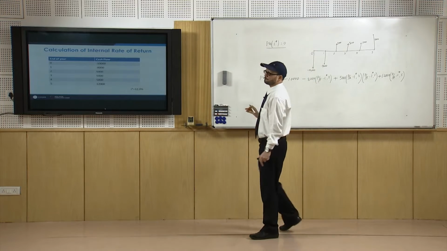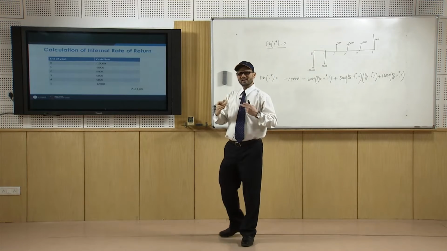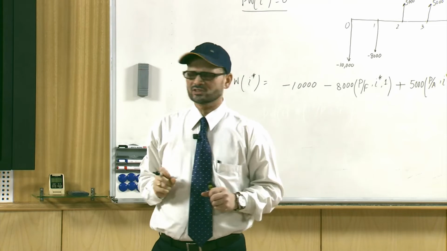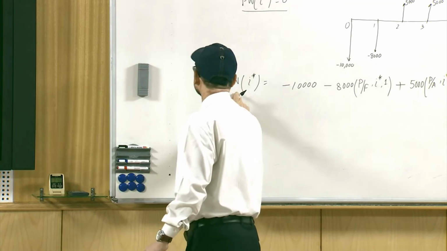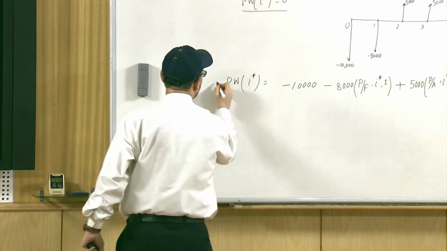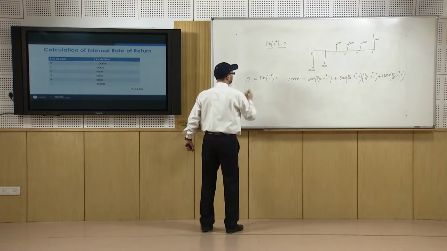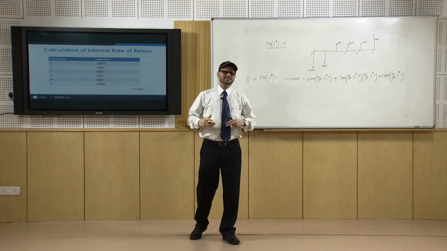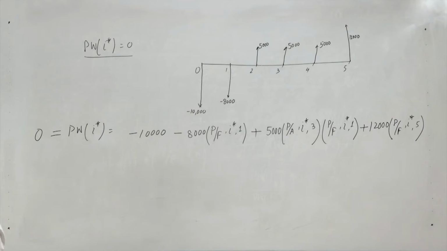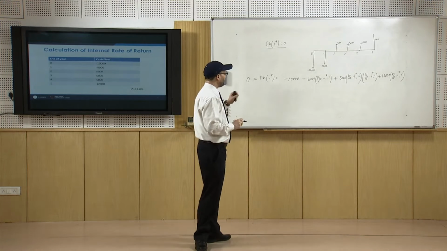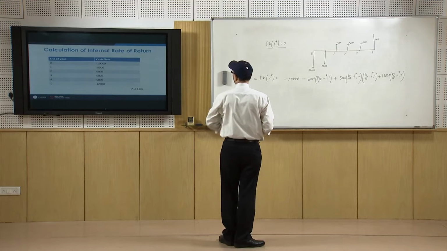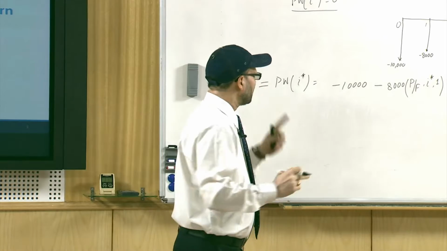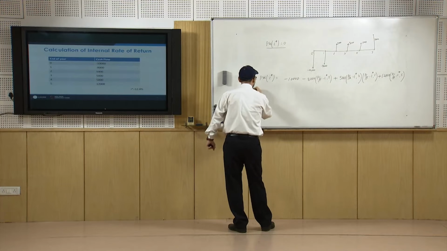Basically, the internal rate of return will be that percentage of interest for which this value is 0. So, we have to equate it to 0. This is solved by trial and error methods. Now, using the trial and error method, we will find PW of I.